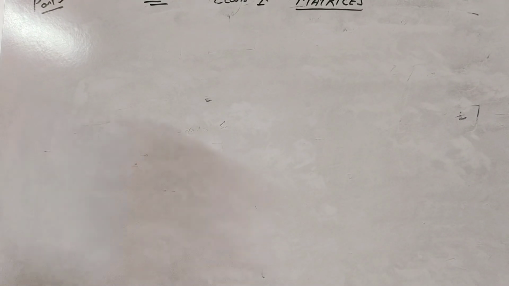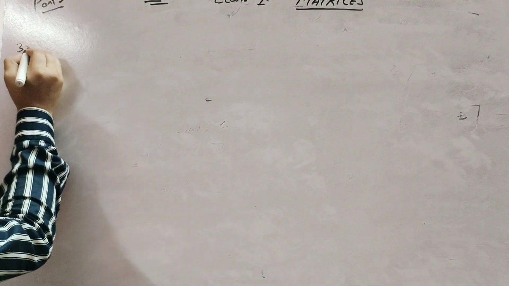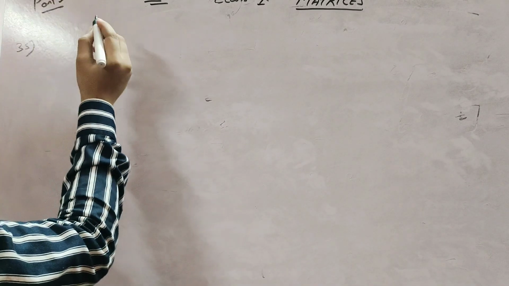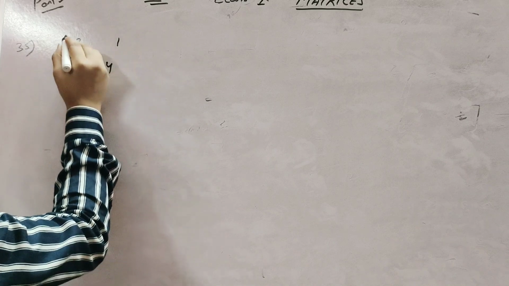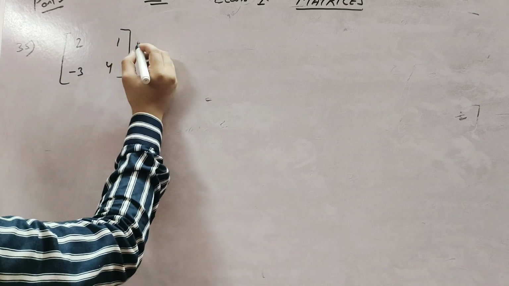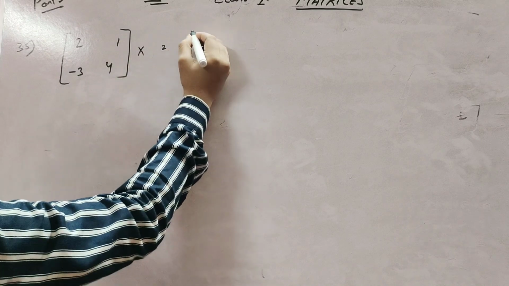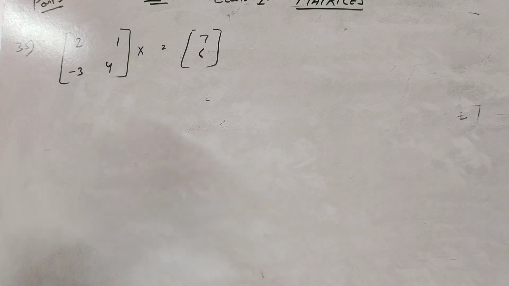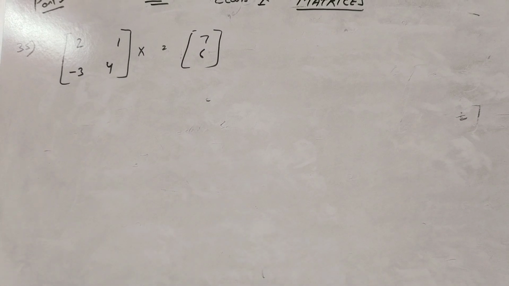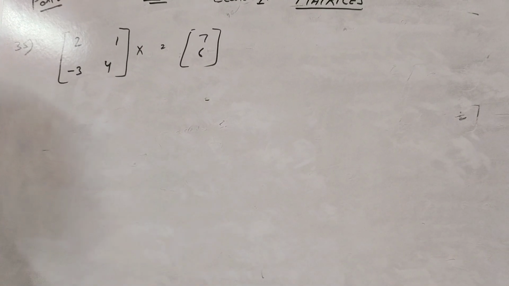Question number 35. In question number 35, the matrix 2 1 minus 3 4 times X equals 7 6. X is a matrix. Write the order of X, that means the matrix order of X, and then find X. Same process as the previous question.